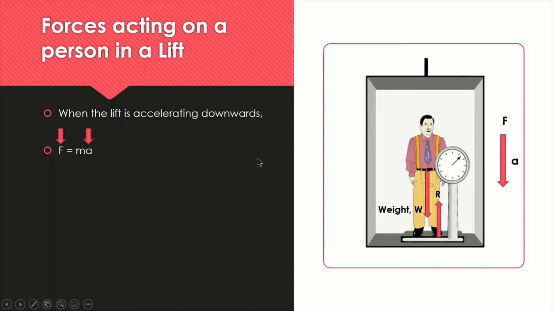So now our W is downwards. Therefore, W is positive. But R is in the opposite direction, so R is negative. So W minus R equals ma. When we rearrange, we get R equals W minus ma, meaning R is less than W. So again, the reading of the weighing scale is less than our normal weight.